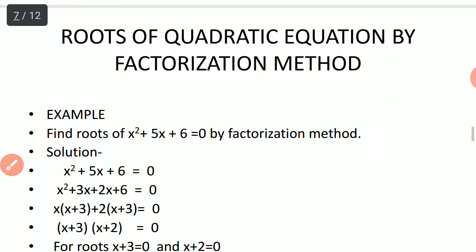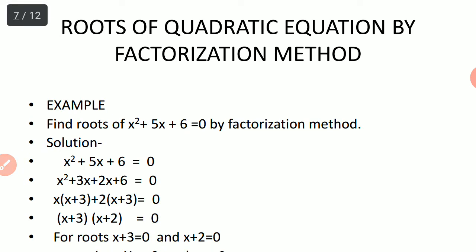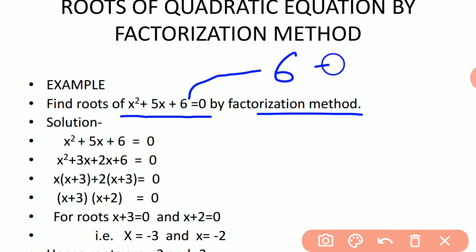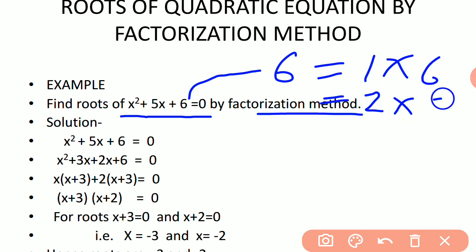Now roots of quadratic equation by factorization method. Find the root of quadratic equation by the factorization method. For example, find the roots of x square plus 5x plus 6 equal to 0 by factorization method. For solving this, first we will split 6 in two parts. 1 into 6 equal to 6 and 2 into 3 equal to 6.